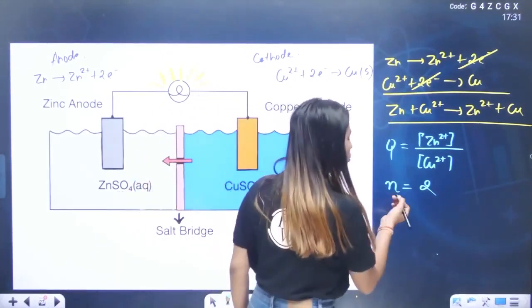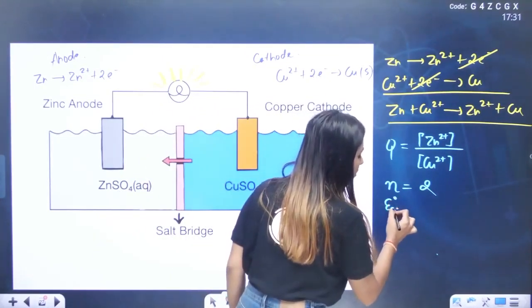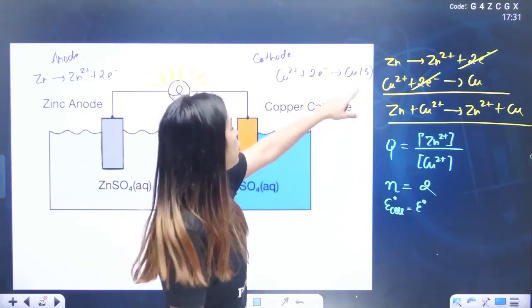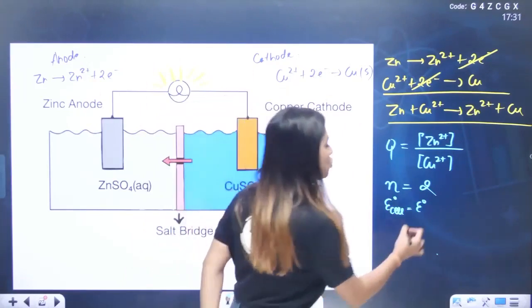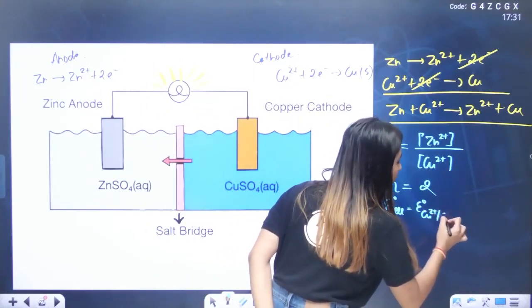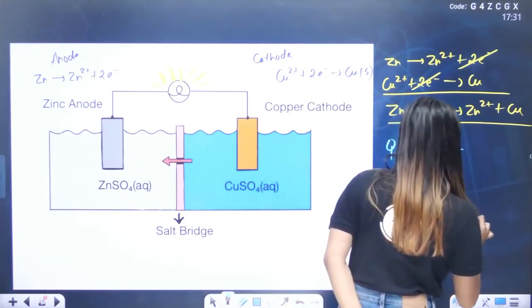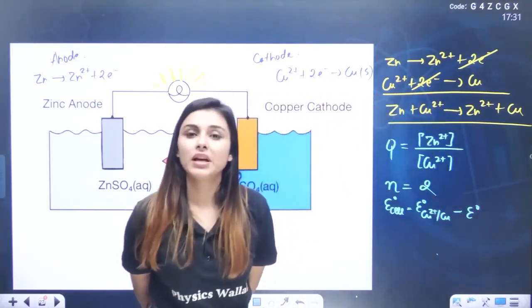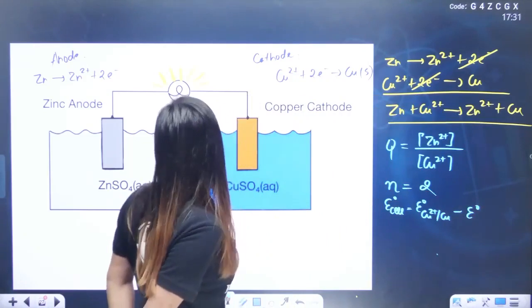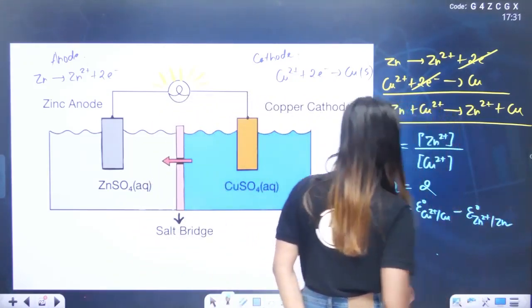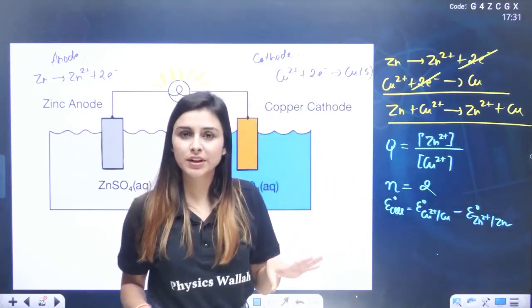Yes. You can calculate the E naught of cell, which will be equal to E naught reduction potential of cathode. Which is your cathode? Copper. So copper 2 plus going to copper, minus E naught reduction potential of anode. What is anode? Zinc 2 plus going to zinc. Okay, so this would be the reduction potential of anode. So these are the 3 values which you needed to know.